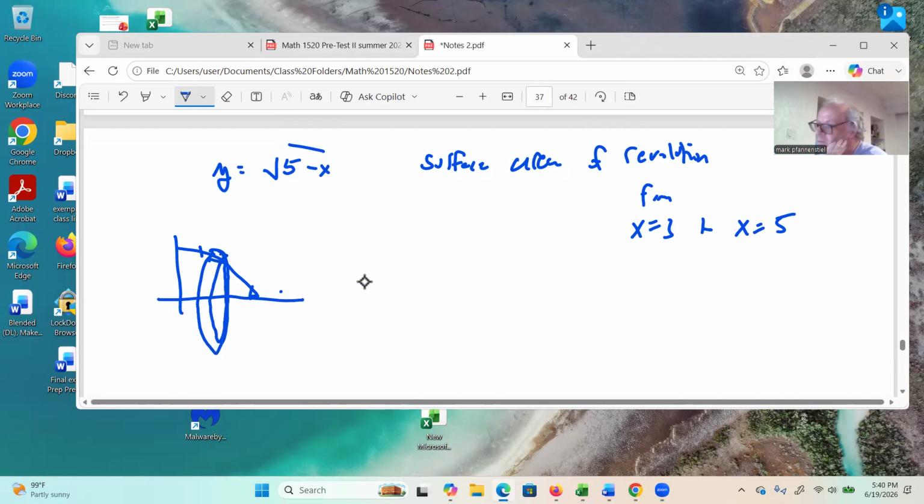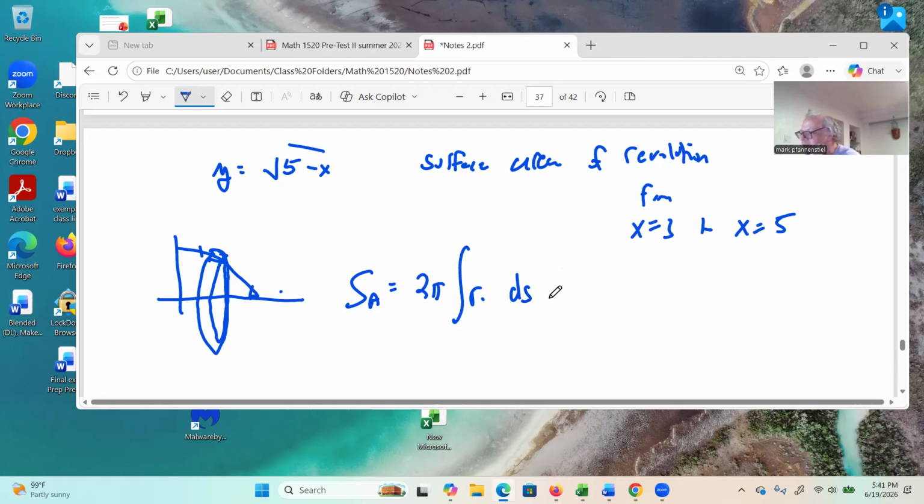Okay. So what is our formula? The surface area formula is equal to, I think it's going to be 2 pi because we're revolving, r times our little surface area times our ds. Okay. And we're going to integrate this between 3 and 5. Okay. So that's what we're dealing with.